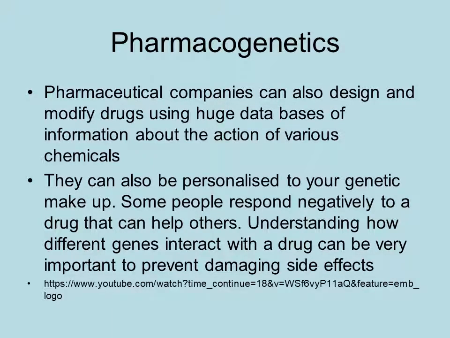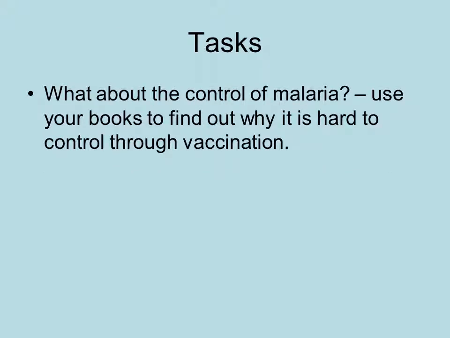There is a link there which I'll put onto a sheet which gives you a bit about pharmacogenetics. There are some tasks that I want you to do with this PowerPoint. Think a bit about how we could control malaria. Think a bit about how vaccination has or hasn't worked in relation to malaria. And there are also some past paper questions, which I'm going to put with this presentation.